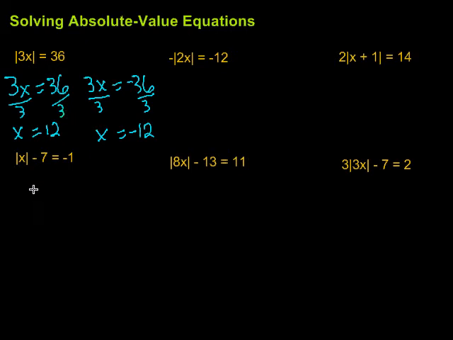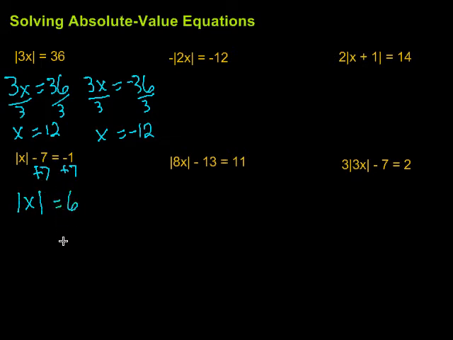Let's take a look at this one down here. In this case, the absolute value stuff isn't by itself on the left. We've got this minus 7 here. So the first thing we need to do is get rid of that. How do we do that? Well, how do we get rid of things when we're trying to solve equations? We do the opposite. So we're going to add 7 to both sides of our equation. Now I have the absolute value of x left over, and that's equal to 7 minus 1, which is 6.